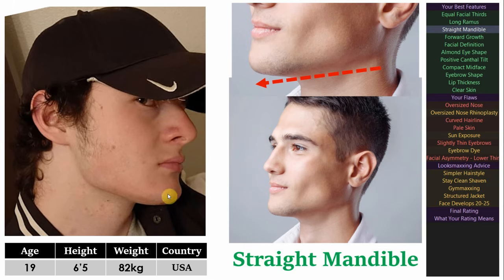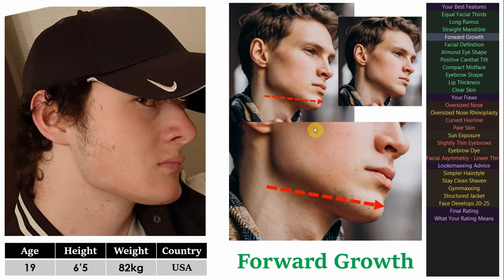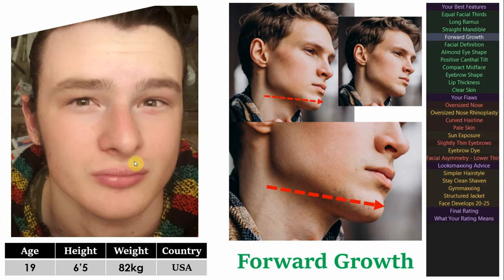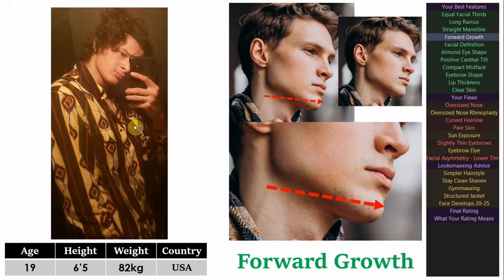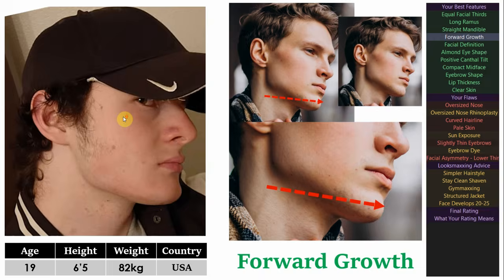You also have a straight mandible staying on the side profile, again, very similar to the ideal. And you also have good forward growth. Again, it lines up compared to the ideal, so your jawline, by the looks of it, is your best feature, and even just going through all of the different photos, it's clear, especially from the side profile, that your jawline is your best feature, and a lot of the features that combine to the jawline show that.